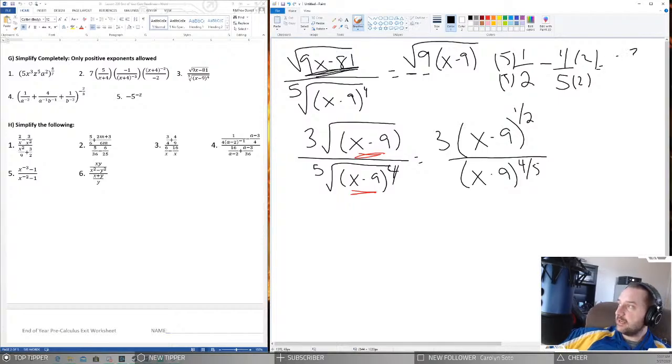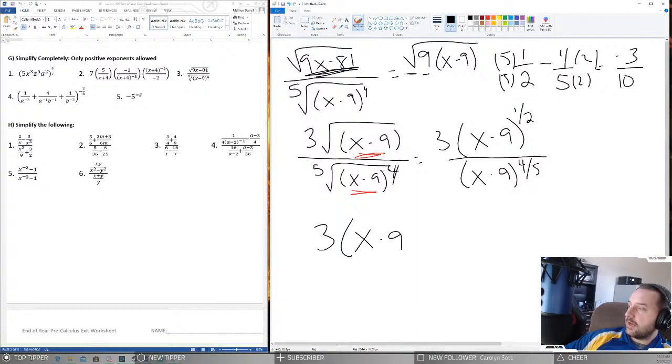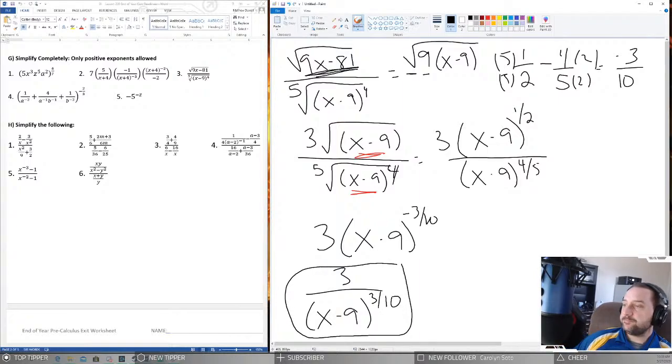Five minus 8 is -3, and that's over 10. So this is going to give me 3 times (x minus 9) to the -3/10. In the instruction, it says only positive exponents, so that means I'm going to have to move that to the denominator. And so that's going to be our result. Any questions with that one?